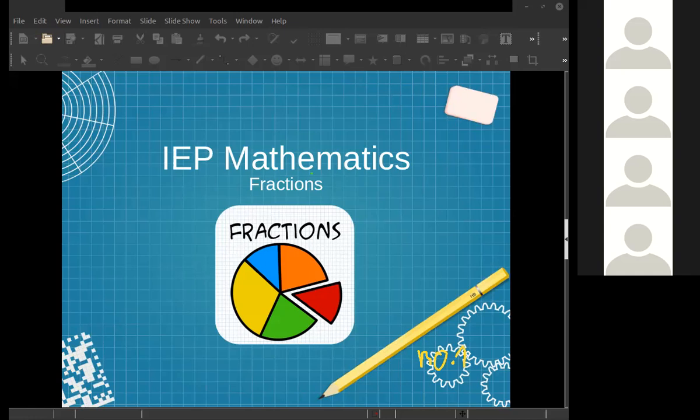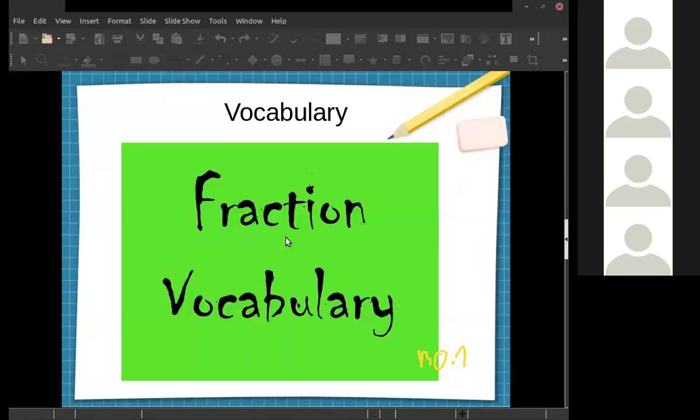So, okay. Does everybody have a paper? Just take a paper and write the vocabulary on the paper, and we go together through the math fraction vocabulary. Okay, good. Enough talking. So we have the fraction vocabulary.